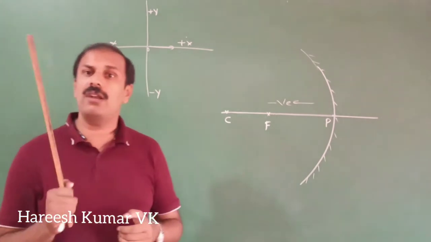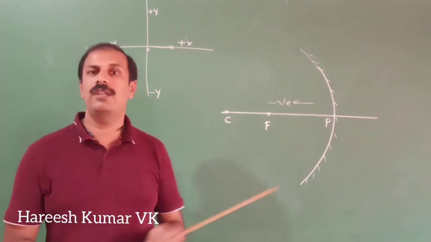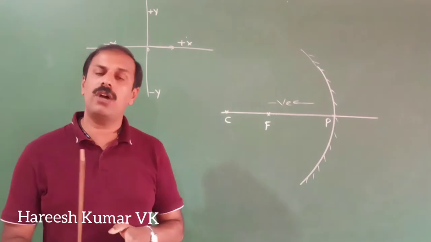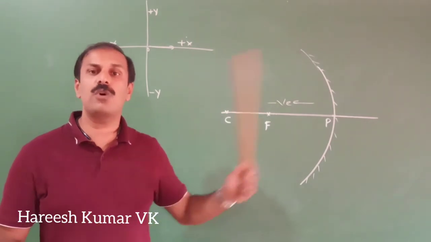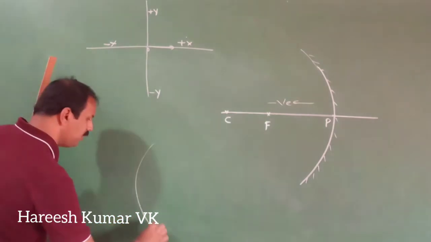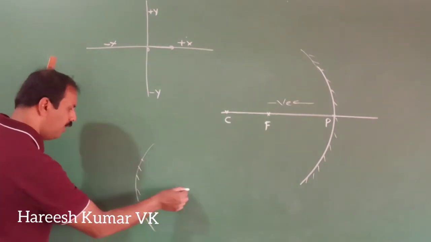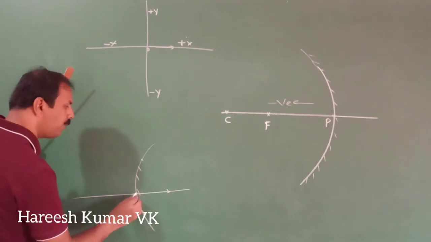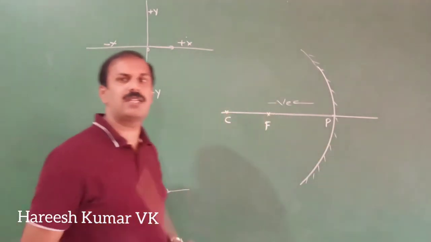If focal length and radius of curvature are negative, then it is concave. If focal length and radius of curvature are positive, then it is convex. Because for convex it is like this. Now you remember that one. Convex is like this, so the focus is here. So from the pole it is toward that side, toward the positive side.